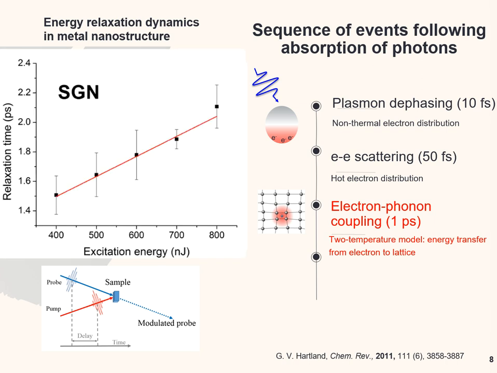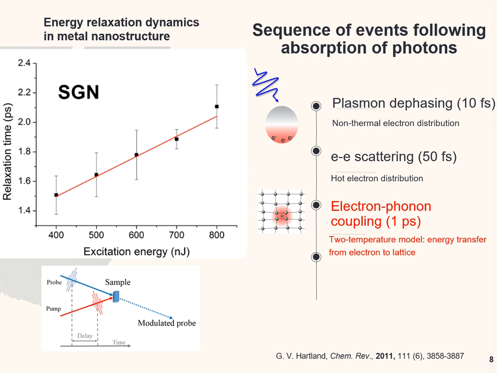But if we increase our laser power and your laser excitation energy is higher, you are generating an electron gas with higher temperature. At this moment, your energy transfer process will be longer. That's why we saw in this picture that your electron-phonon coupling time is linearly dependent on your excitation energies.